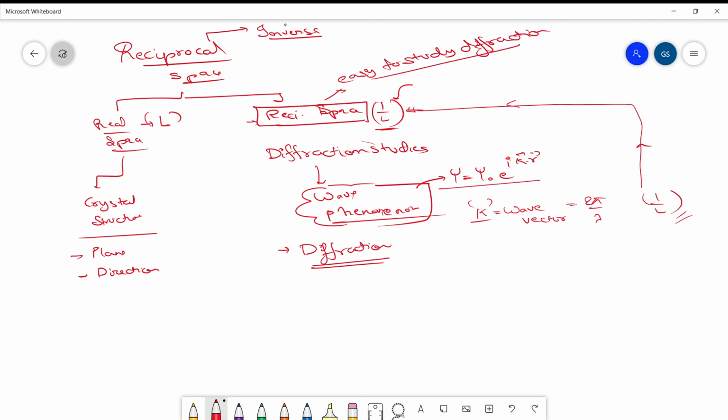And I'll tell you a real life phenomenon where we see reciprocal space. It is not an imaginary thing. We can actually see this. So this will be the introduction video for reciprocal space. And in the next video we will define how reciprocal space is defined, and we'll continue with that. So thank you very much.